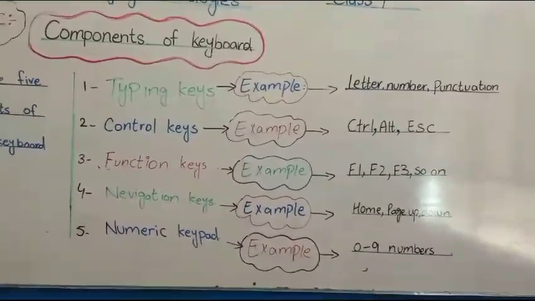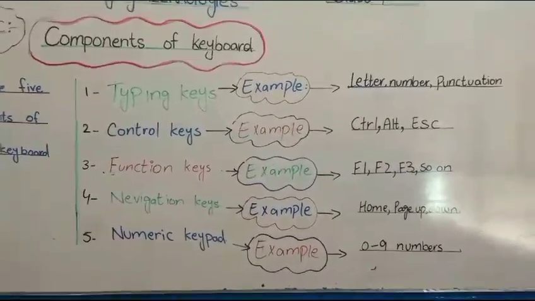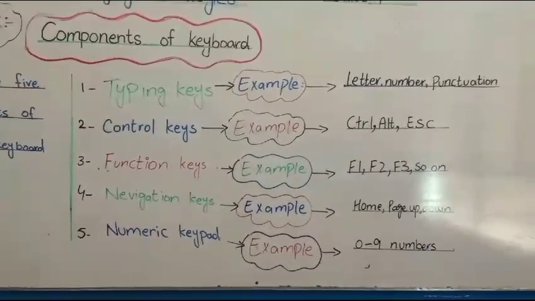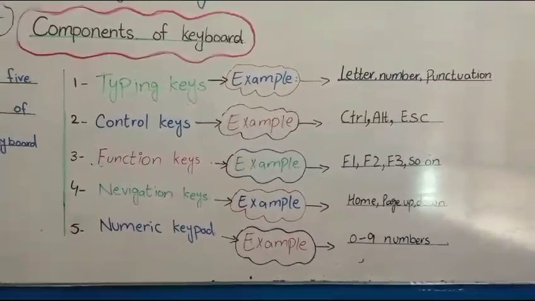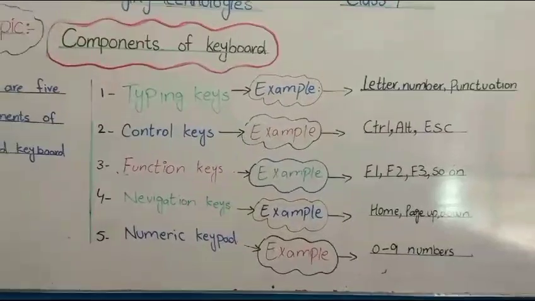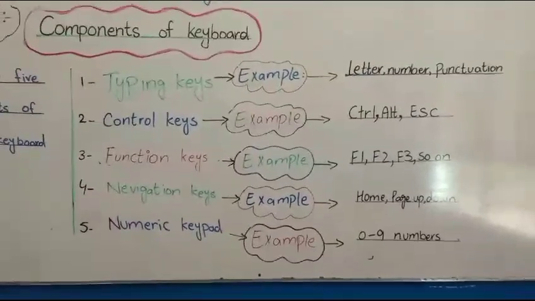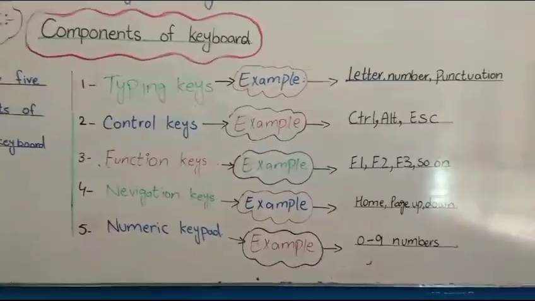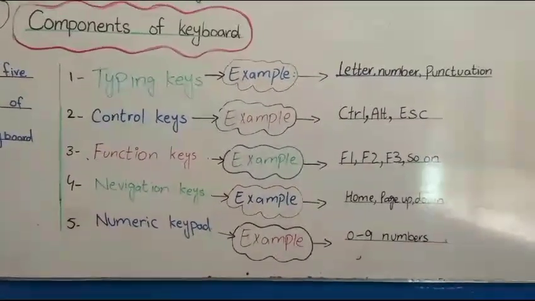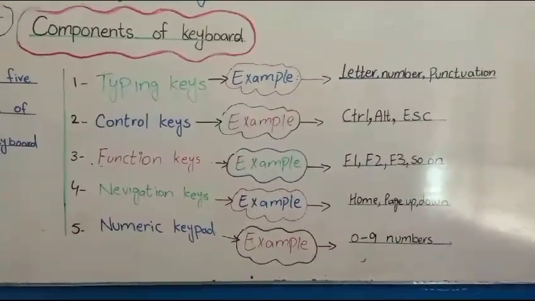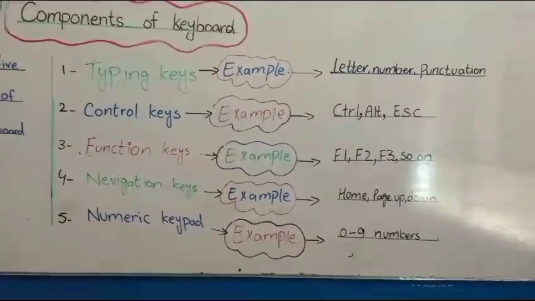Suppose the F5 function key is used to refresh the window. Fourth one is navigation keys. Examples of navigation keys: Home, Page Up, Page Down, Delete and Insert. These keys are used for moving around in a document or web page and editing text. These keys are used to edit the text like this. They include the arrow keys. Arrow keys are also included in navigation keys, along with Home, End, Page Up, Page Down, Delete and Insert.